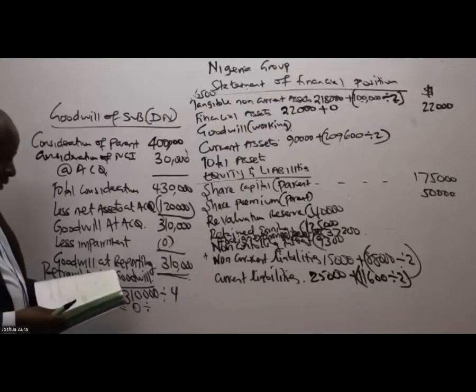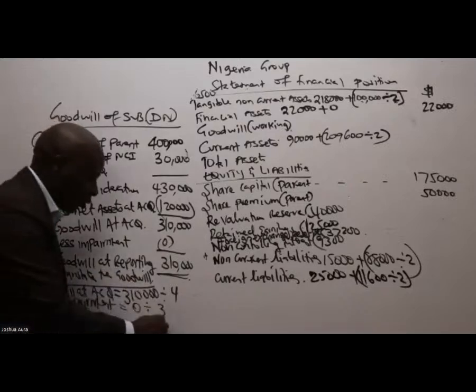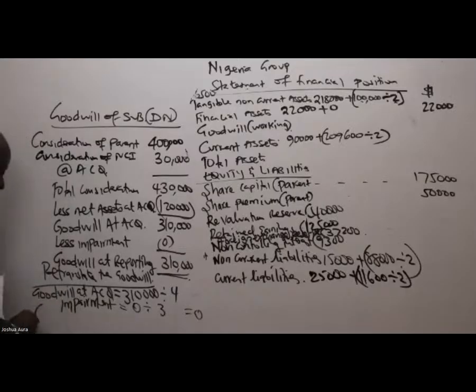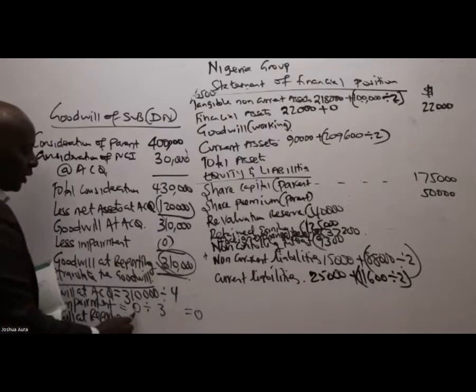Inakuja 3, for your revision. So of course, this will be 0. And then lastly, we have goodwill at reporting. So goodwill at reporting, it's still 310,000.